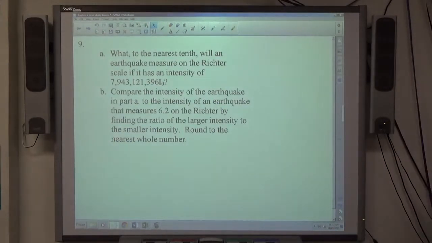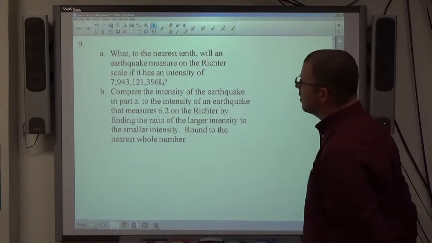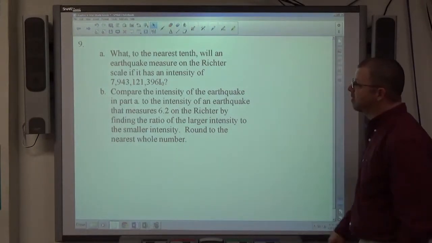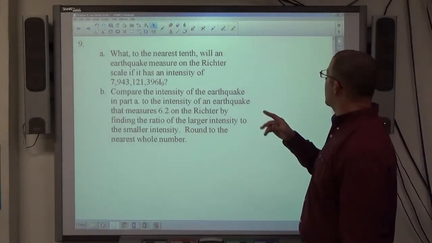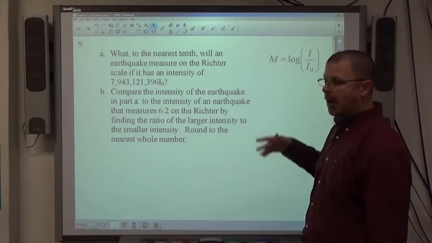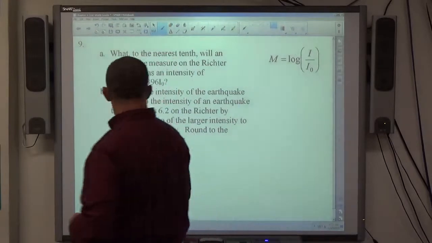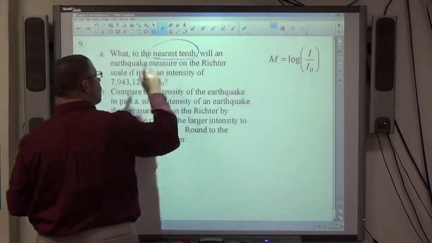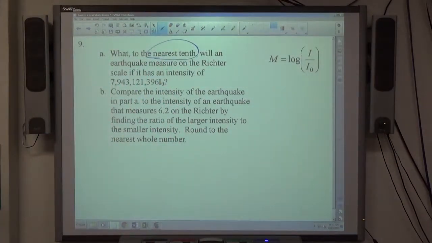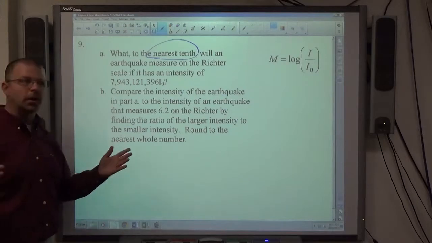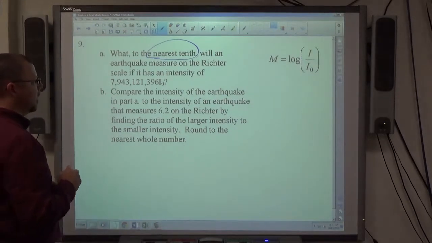Number 9, what to the nearest tenth will an earthquake measure on the Richter scale if it has an intensity of 7,943,121,396 I sub 0? We're looking for earthquake magnitude. There's a formula on the sheet that says earthquake magnitude. It says that right there. And it does say round to the nearest tenth. So again, not rounding correctly is going to cost you a point. Anytime you do earthquakes, it's always like 2.7 or 5.9 or 9.2. They don't go 9.23. So make sure that you do round to the nearest tenth.